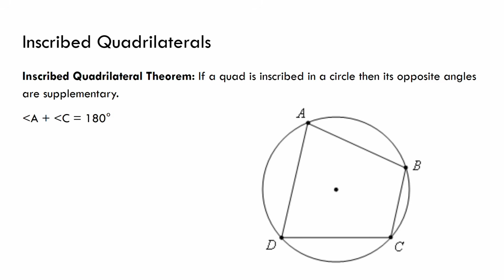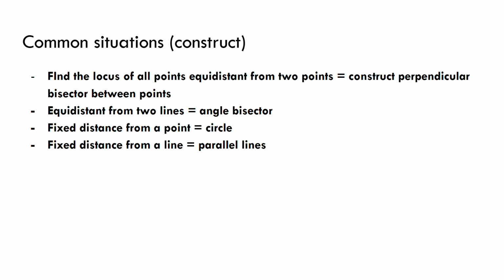So angle A plus angle C is going to be equal to 180 degrees, and then angle B plus angle D is going to be equal to 180 degrees. So moving on to locuses, this is some form of construction. So when you're asked to find the locus of all points equidistant from 2 points, you want to construct a perpendicular bisector between the points.